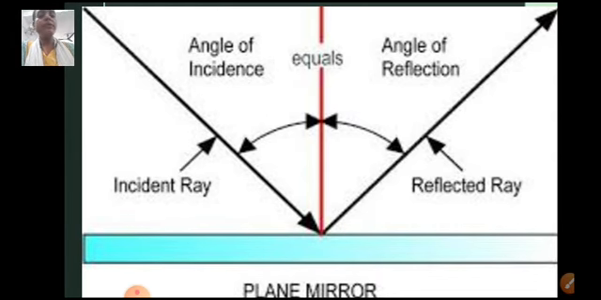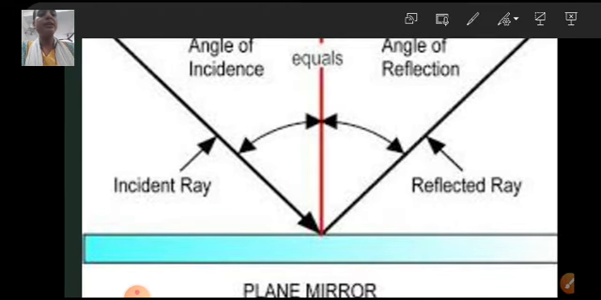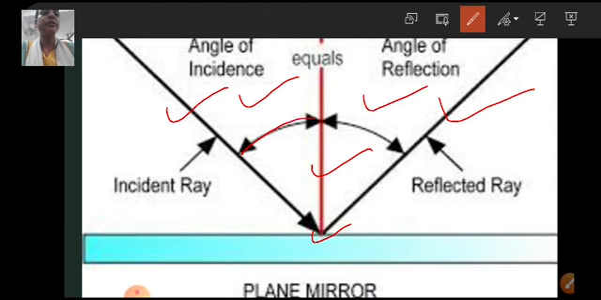Here again we have the same thing, that is, this is the incident ray, this is the reflected ray, this is the point of incidence, this is the normal, this is the angle of incidence, and this is the angle of reflection. These two are the angles.